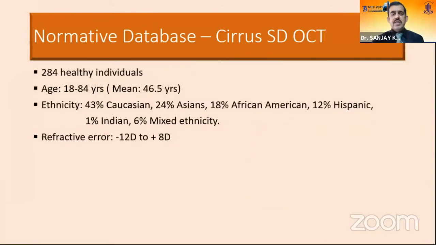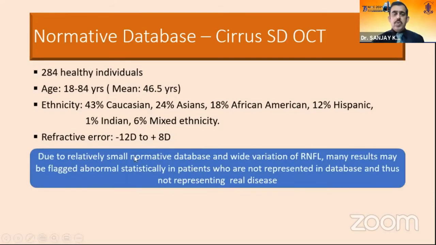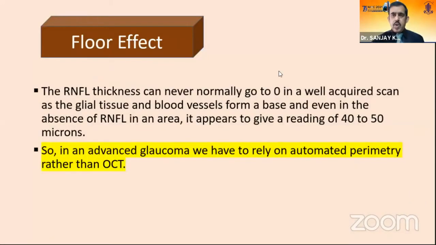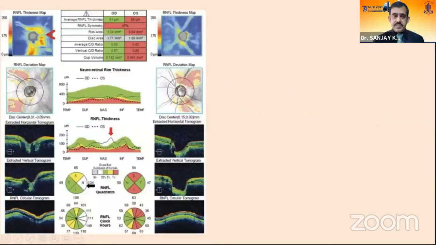We should also remember that the normative database of each machine is very narrow. In case of Cirrus, it is restricted to 284 individuals of age range 18 to 84 years with refractive error -12 to +8 diopter. So any patient who is beyond this normative database will be flagged abnormal statistically, but this does not represent true disease, and we should be cautious in interpreting these OCT scans. OCT has another limitation of floor effect because the RNFL thickness cannot go below 40 microns because of presence of glial tissue and blood vessels. So in advanced glaucoma, we have to rely on automated perimetry rather than OCT.